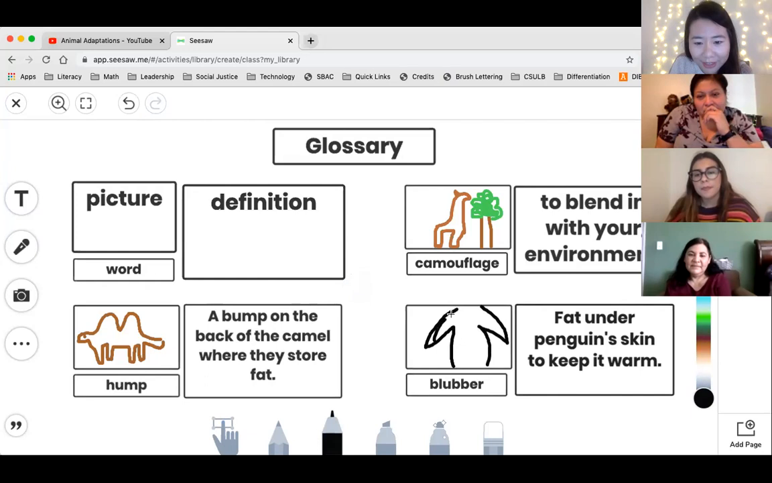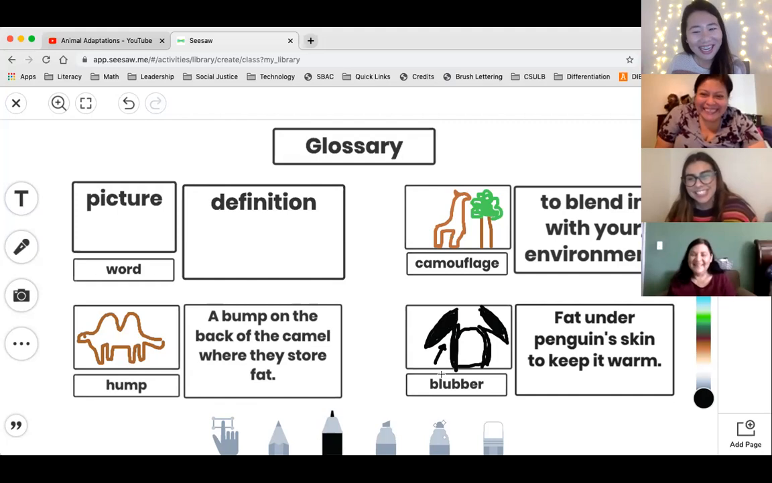And it's the fat under the skin, so I might just draw a little arrow. I know its flippers are black here, and it's white in here. I'll try my best. You're doing an amazing job. Yes. And it's just inside. That is where the blubber is, inside the penguin skin to keep it warm.